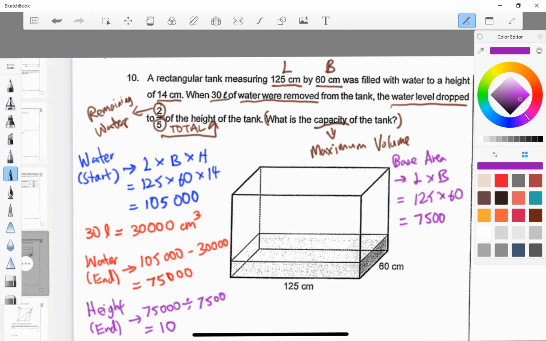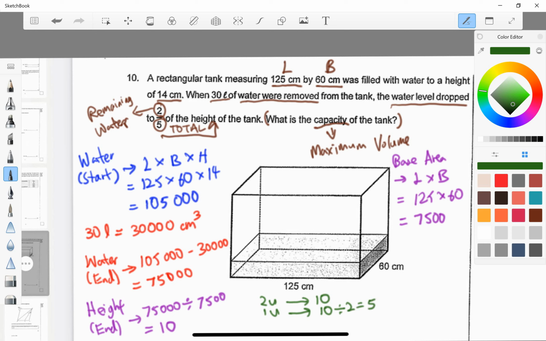Have we found the answer yet? No, but we are very, very close, because according to the question, the water level right now is 2/5 of the height of the tank. This means that 2 units has got to be 10 centimeters. What about 1 unit? 1 unit has got to be 10 divided by 2, which is 5.